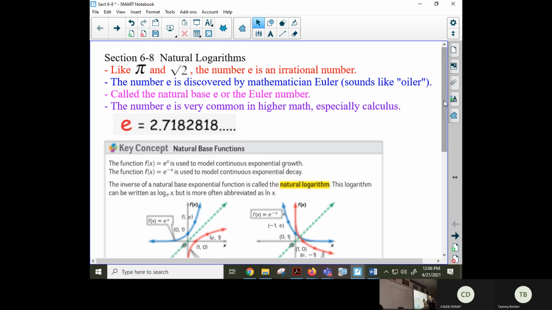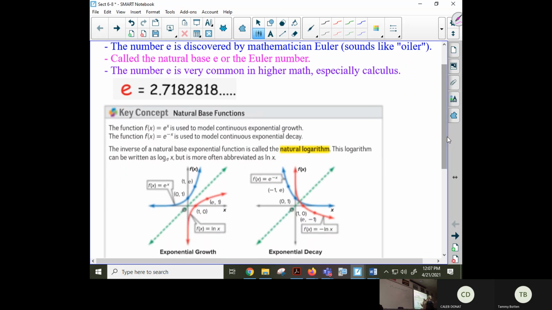Okay, so today we're going to talk about the letter e. You may not have ever used e in a math class before, have you? No. Okay. It was discovered by Euler, though I always mispronounce it, and we call it the Euler number. We use it when we're doing logarithms, and you'll see it in calculus too.